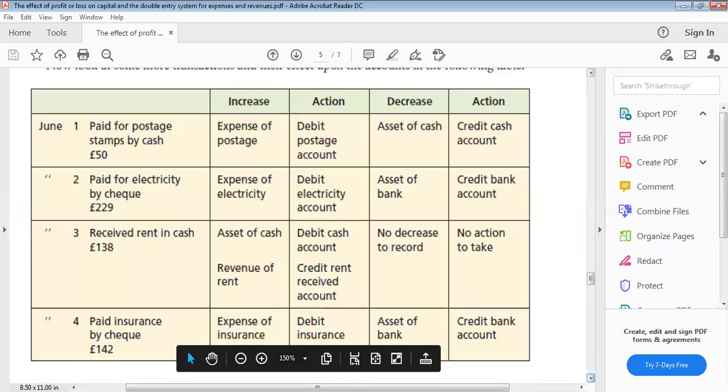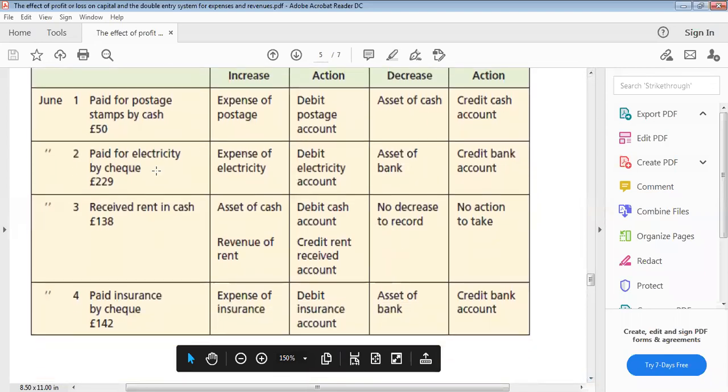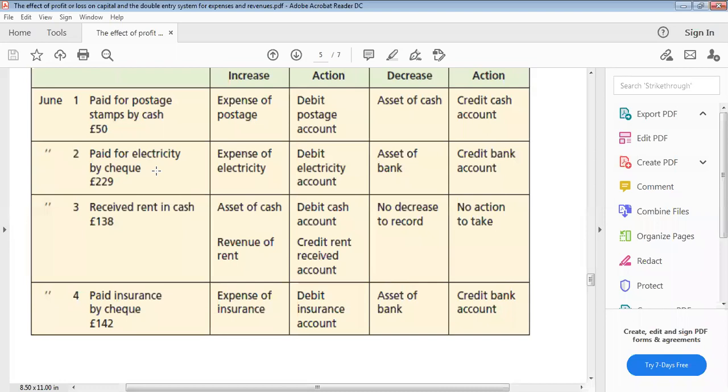All right. Next one is June 2. Paid for electricity by check, $229. Now, you are paying for electricity, and electricity is an expense. So there's an increase in the expense of electricity. Therefore, we're going to debit the electricity account, and because you pay by check, which is bank, an asset, there is a decrease in the asset of bank. So you're going to debit the electricity account and credit the bank account. Good.